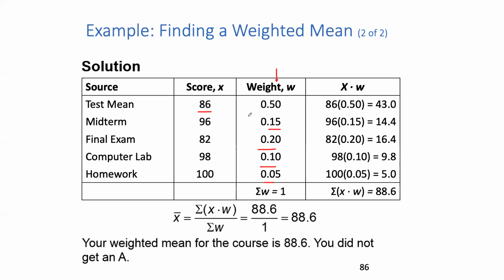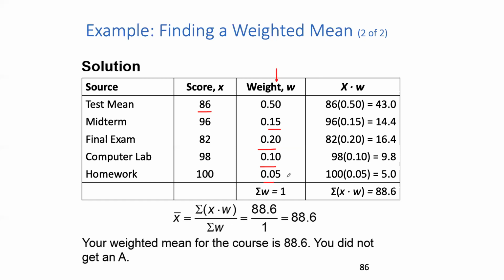Similarly, the midterm accounts for 15% of the grade. So out of those 15 points, a 96 on 100 is equal to 14.4 on 15. So that's what it means to multiply 96 by 0.15. Okay. And the final exam counts for 20%, and so on and so forth, right? So here is a case where the weights that we are assigning to each of these categories are different.